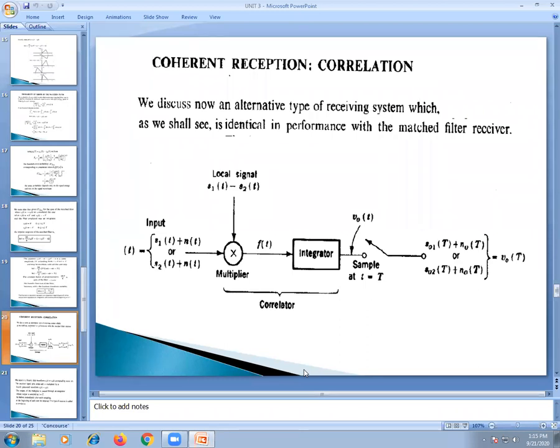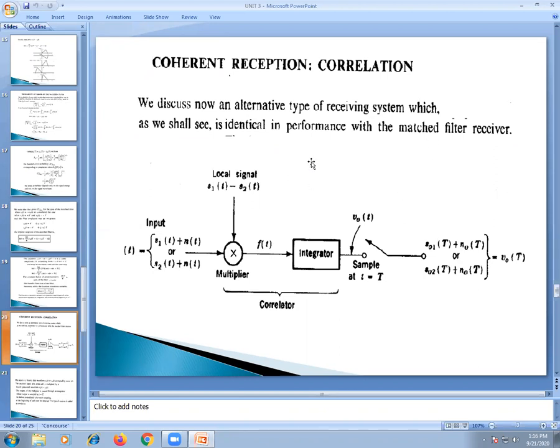So now, the coherent reception. Coherent means there is no delay. When the input signal is given, at the same time the output signal is received. So now let us see coherent reception or correlation. We now discuss an alternative type of receiving system, which, as we shall see, is identical in performance with the matched filter receiver.